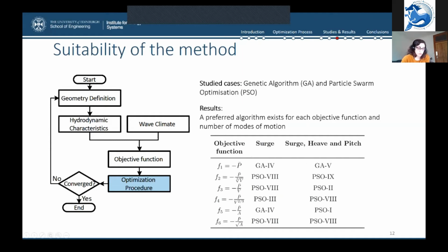So I considered wave energy converters extracting energy in surge only or in surge, heave, and pitch at the same time. And I applied the 6 different objective functions. And for each case, I used the 14 implementations, and this is the result. So for each of these combinations, a given implementation demonstrated certain advantages versus the others, resulting in more optimal shapes at the end, or faster converging and better shapes at the end.